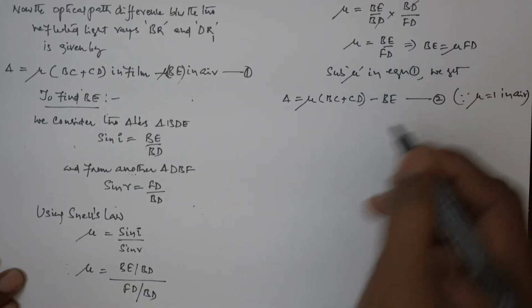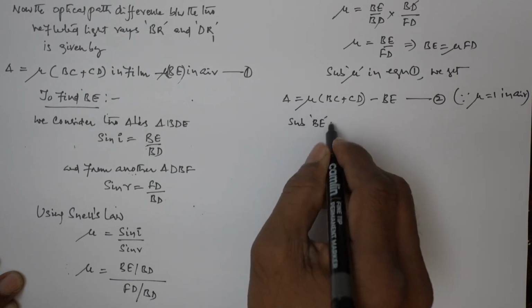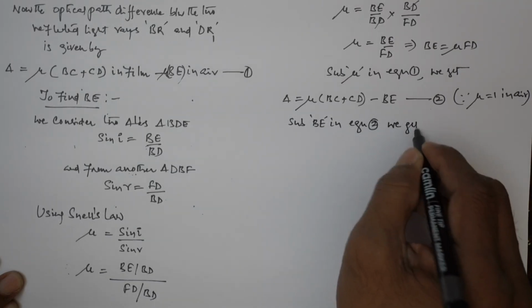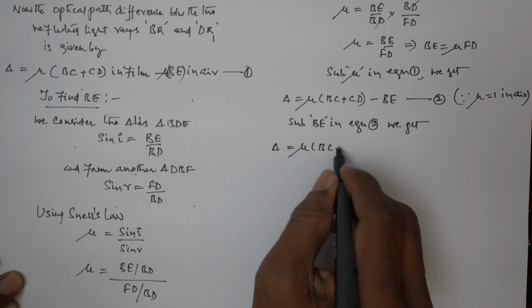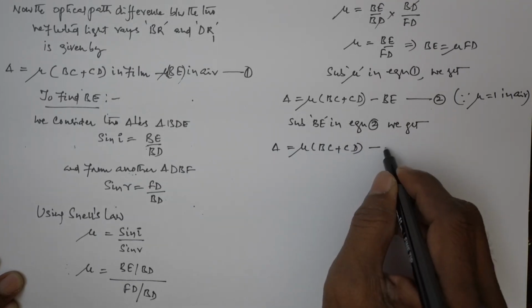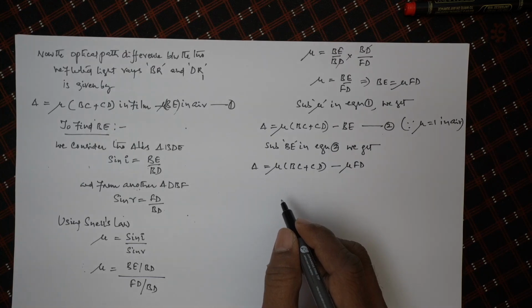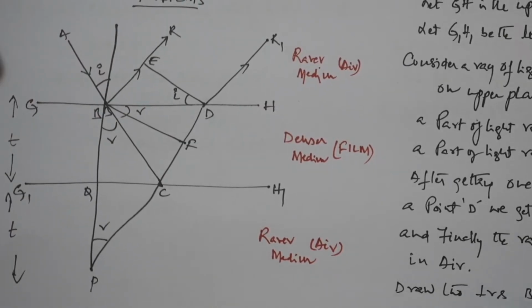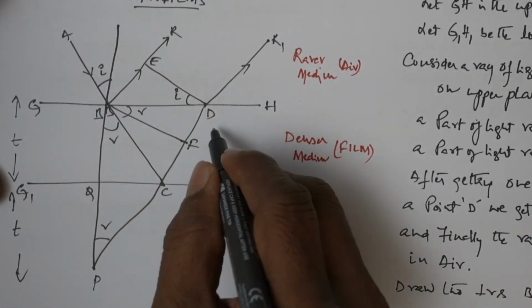Now I am substituting BE in this above equation. Substituting BE in equation 2, we get delta is equal to mu into BC plus CD minus mu FD. Now coming to this diagram, my dear students, in this equation I can write CD, according to the properties of triangles, as CF plus FD. So I can write like this.